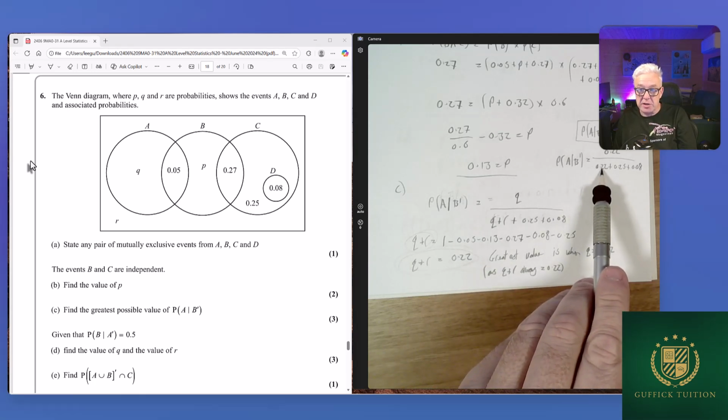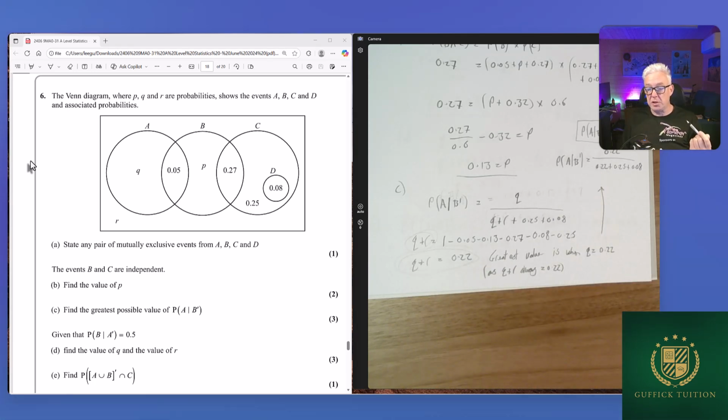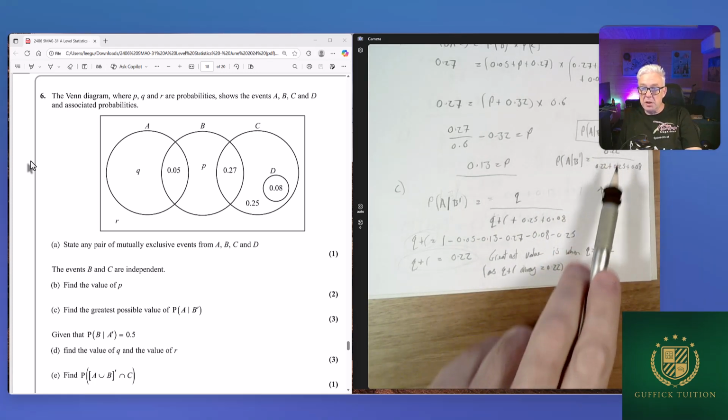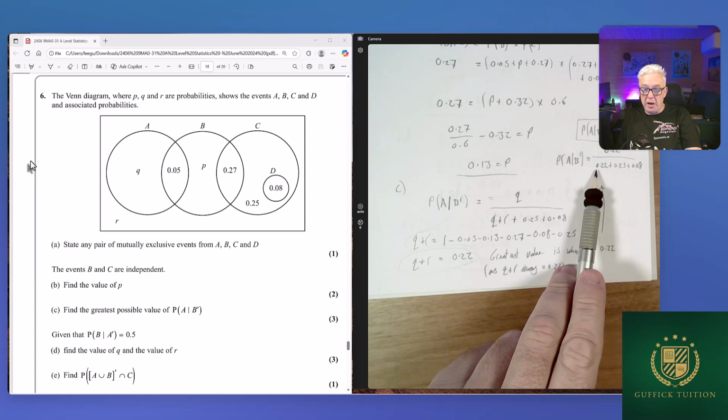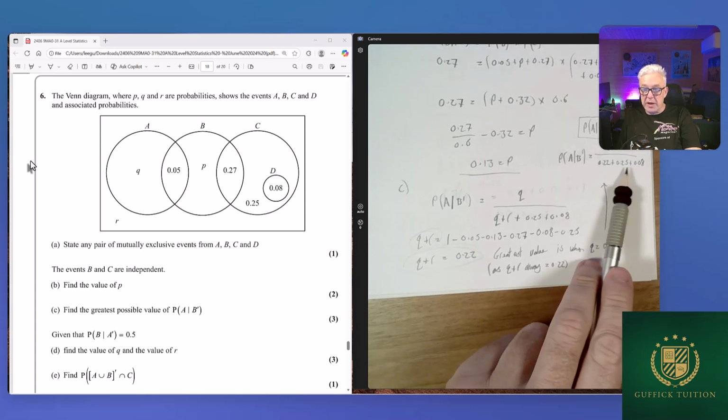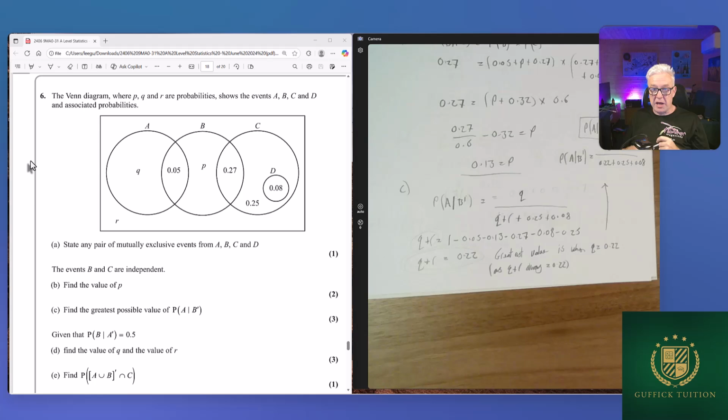So that denominator, that's R add Q, is 0.22. So therefore, it's only the numerator that's going to determine when we get the biggest value of the fraction. And in order to get the biggest value of this fraction, it's going to be when the numerator is at its biggest. And that's going to occur when Q is 0.22. So the greatest possible value of A given not B is going to be when Q is 0.22. So we have 0.22 over our R add Q over the other probabilities that we had, and that gives us 2/5. Okay, definitely quite tricky there, I think.